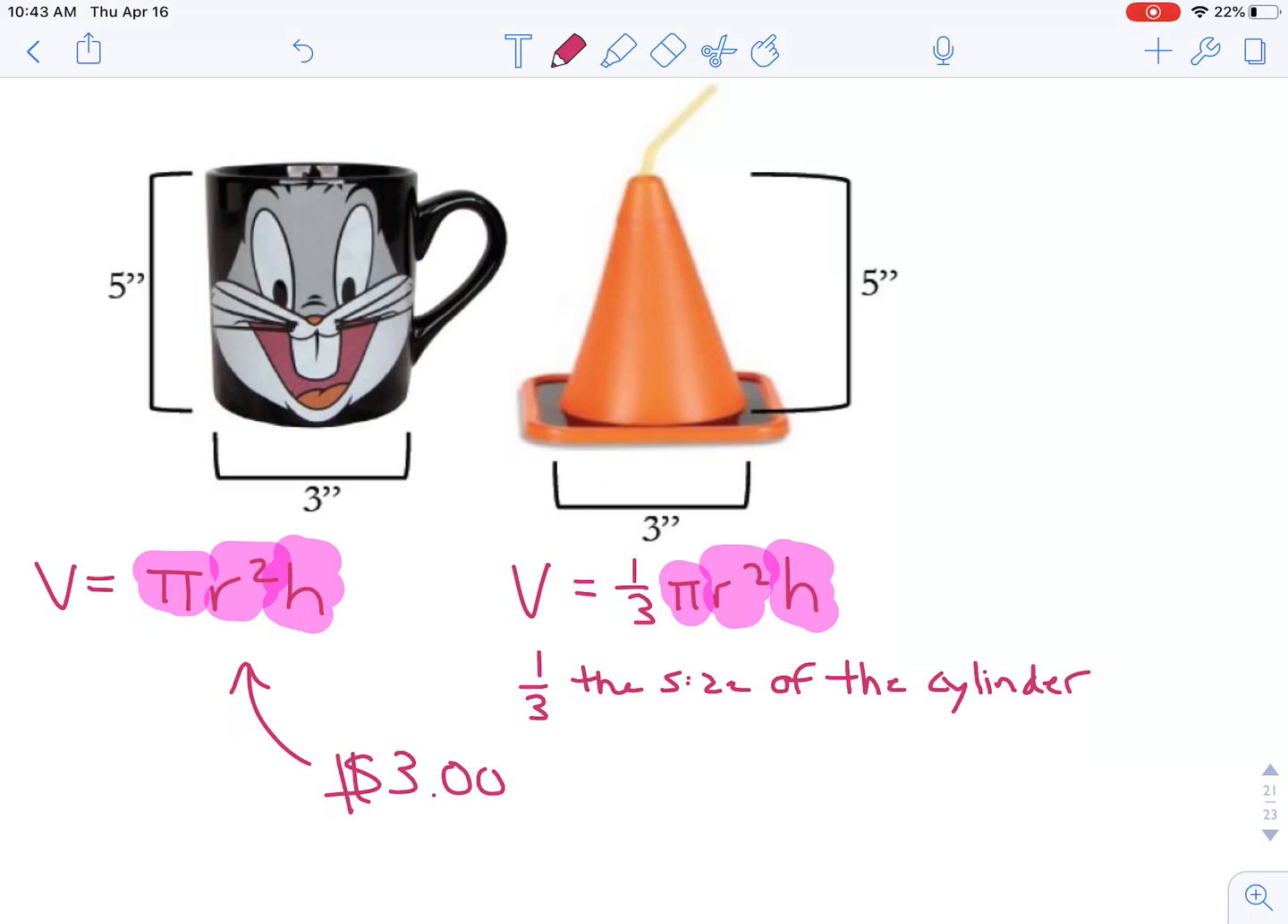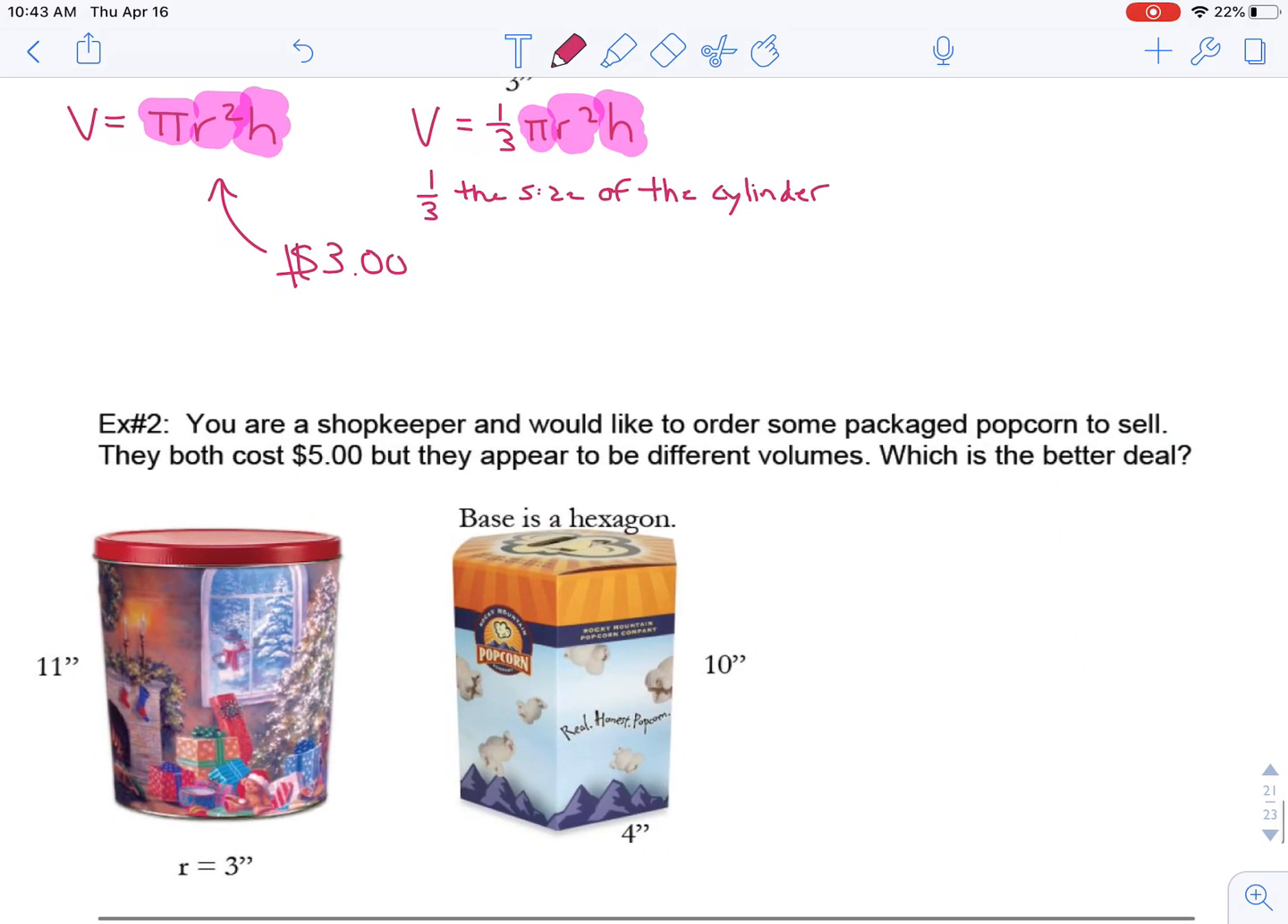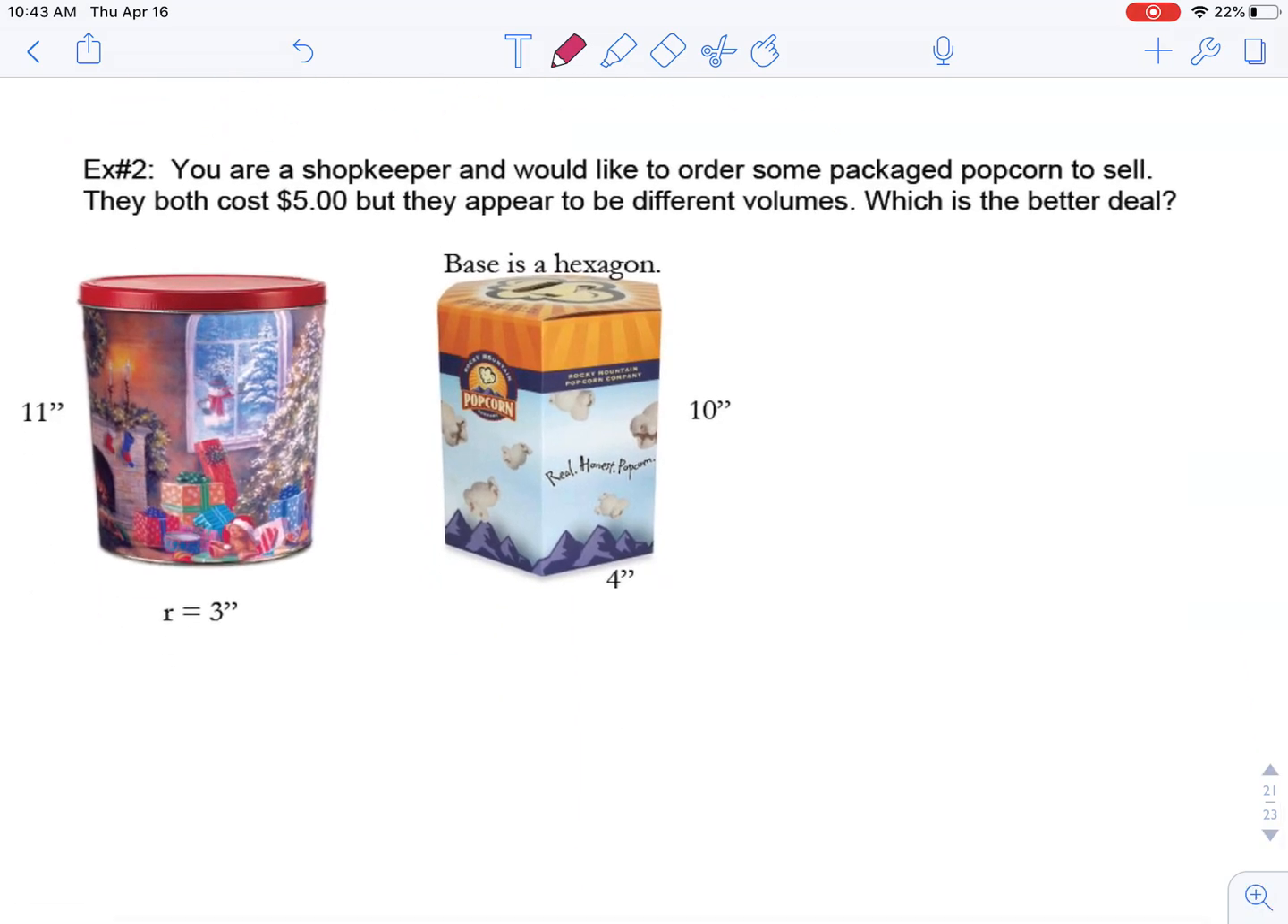Now, you could have plugged in those numbers and seen that the volume of the Bugs Bunny coffee mug was 3 times that of the cone, and you still would have ended up right back at the same conclusion that we just made here. Okay. Let's move on to our next one.